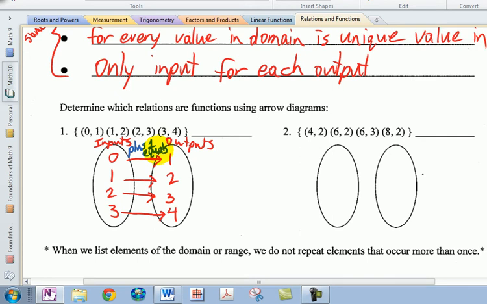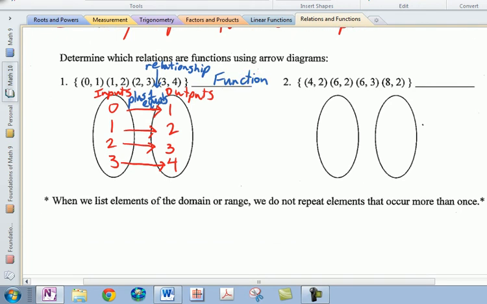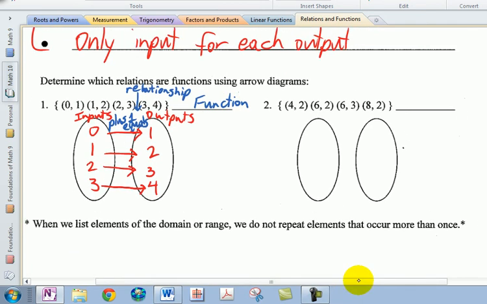So 0 plus 1 is 1, 1 plus 1 is 2. So this here is the relationship, and usually we write it in the middle. Now, is this a function or is this just a relation? We know it's a relationship, but if you notice there's only one output for each input, so yes, it is a function, not just a relation. Okay, it's a special relation.